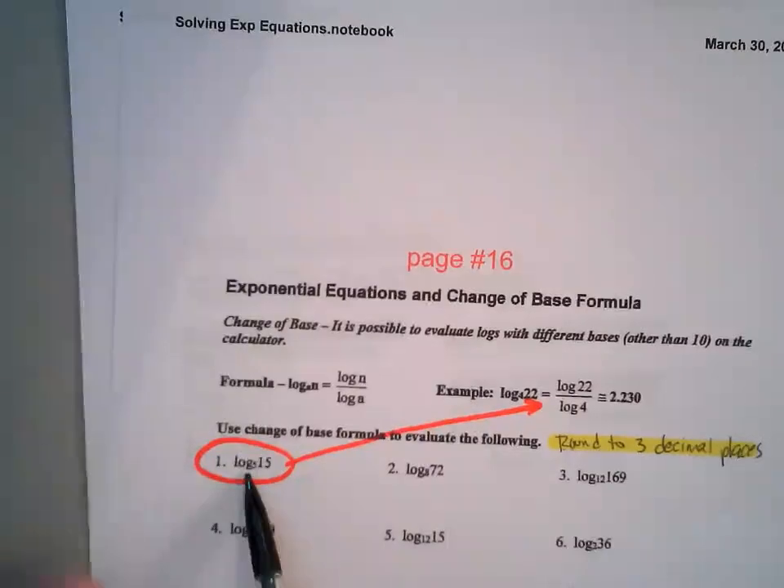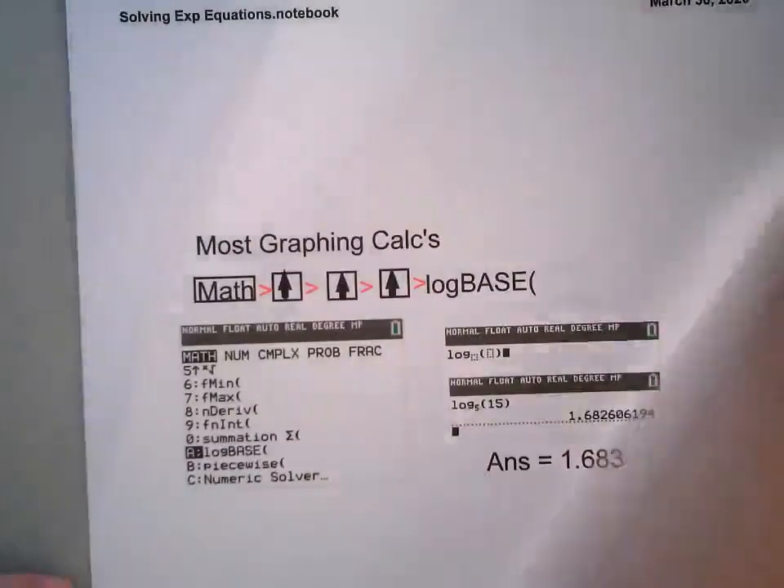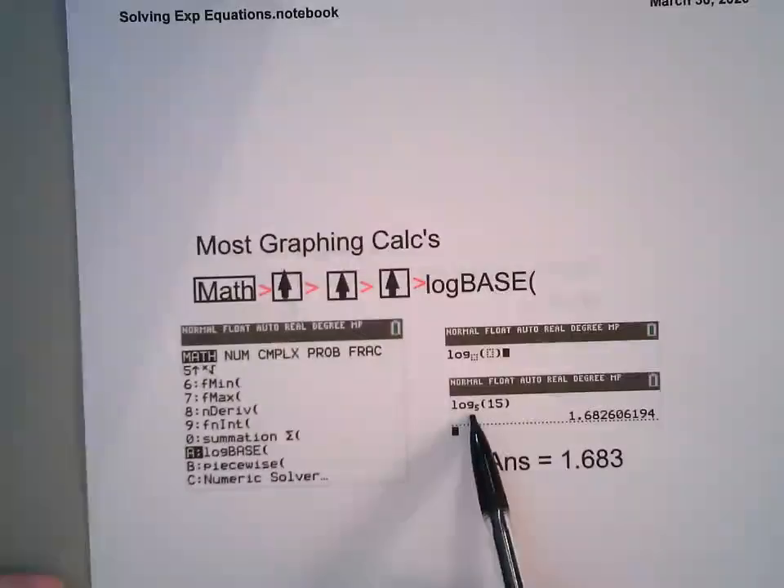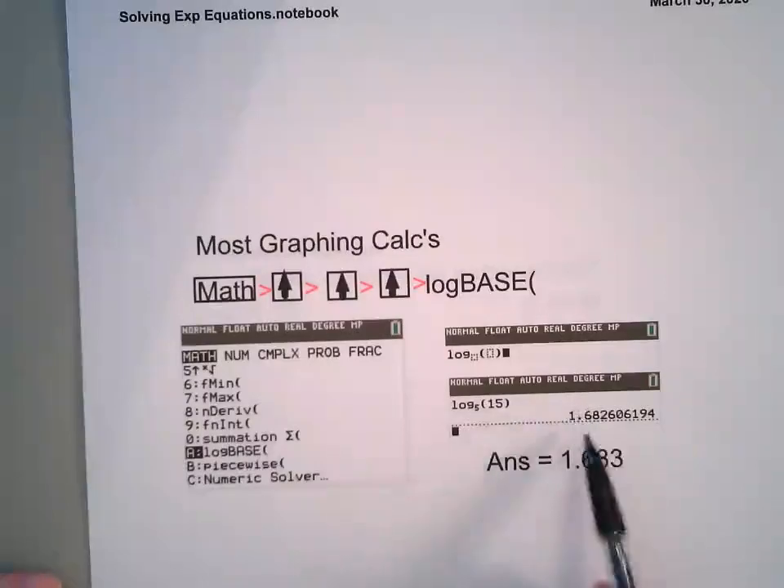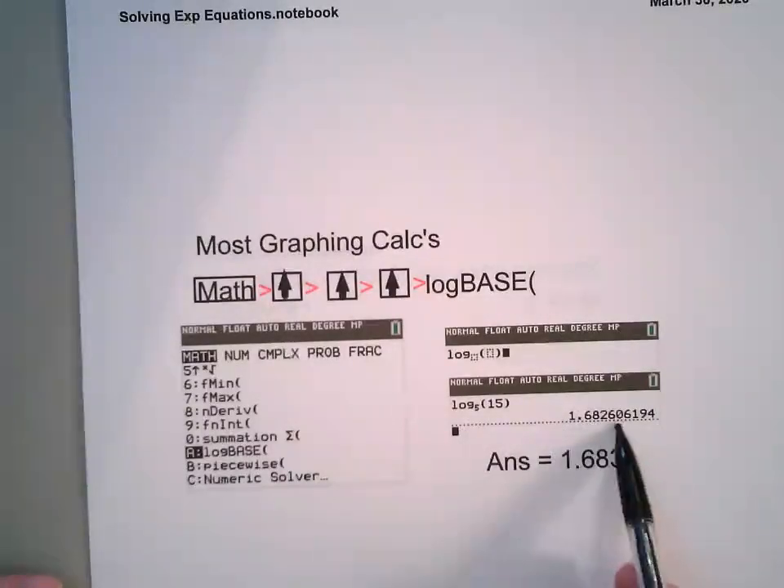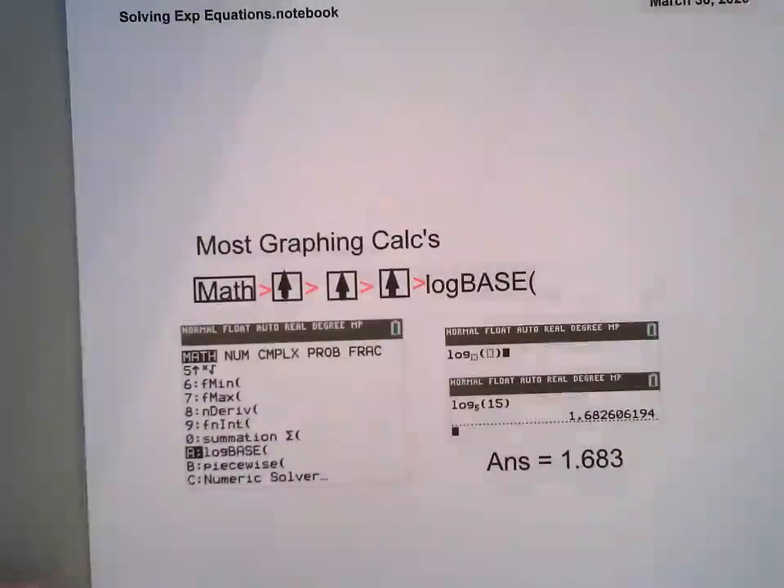For this first problem, log base 5 of 15, I typed it in. When you're moving back and forth using your cursor, it'll allow you to come over here and put a 5, and then you put your 15 in. You hit enter, and it comes up with 1.682606194. Okay, so that's the calculation.